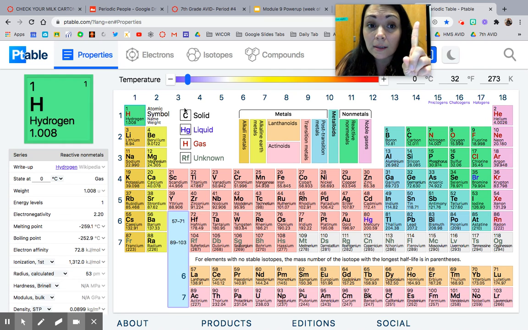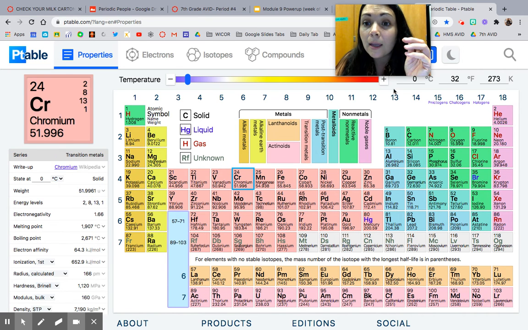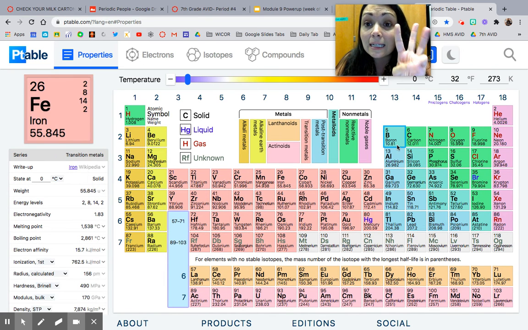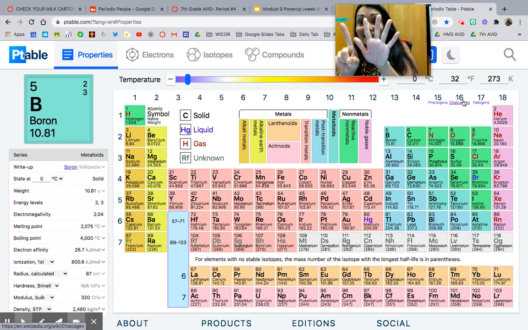Column 1 has 1 valence. Column 2 has 2 valence. 3 through 12 do not count for this rule. So I remember when it scoots down, these ones don't count. Column 13 has 3 valence. 14 has 4. 15 has 5. 16 has 6, 17 has 7, and 18 has 8 valence electrons.